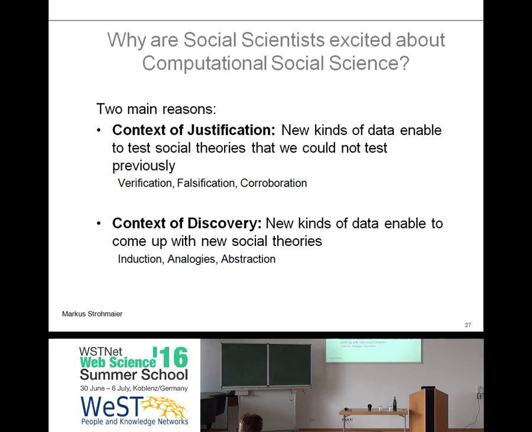There are two principal ways in which computer scientists and social scientists could cooperate in this endeavor. One way is what is sometimes called the context of justification: the new kinds of data that we have on the web enable us to test social theories that we could not test previously.